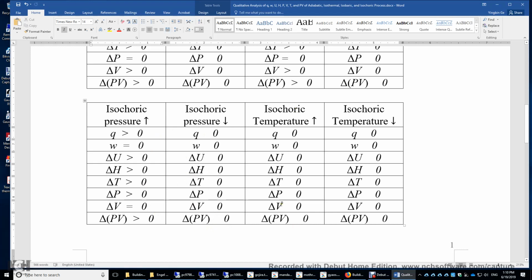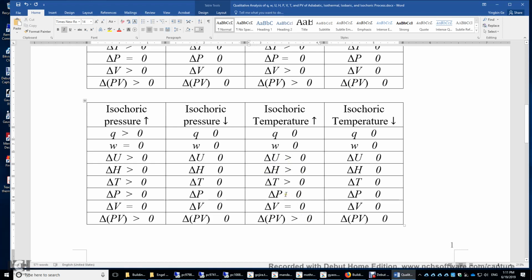And then the third column is exactly the same as the first column, again because in the isochoric process, temperature is proportional to pressure, but let's do it anyway. Delta V is 0 for isochoric process, temperature increases, so we have a greater than sign here for delta T, and if delta T increases, the average kinetic energy goes up, delta U goes up, because the potential energy is 0. Delta H increases, delta H is positive because delta U is positive, and also delta PV is positive.